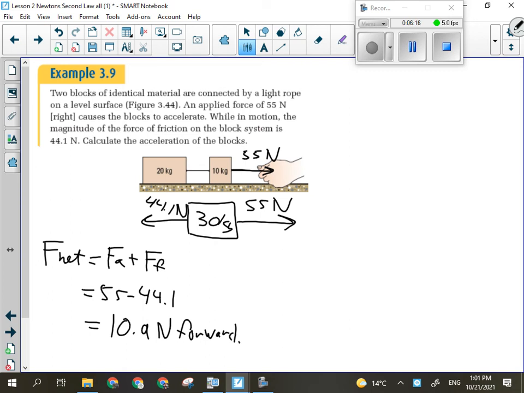Okay, the question doesn't want net force, the question wants acceleration. What do I do next? Right, F net equals mass times a. I want the acceleration, so I divide both sides by m. So I've got 10.9 divided by 30 kilograms gives me my acceleration.